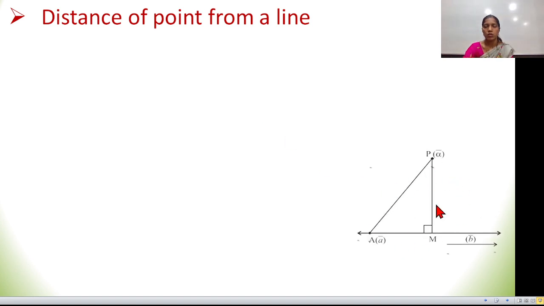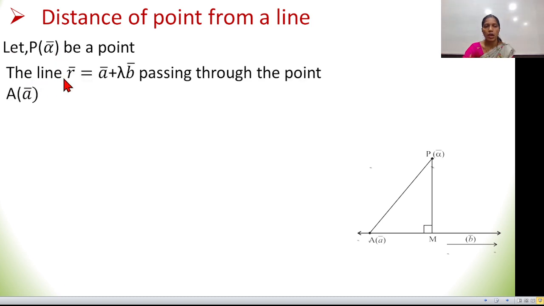In this figure, we are given the point P, and this is our line L. This line L is passing through the point A and parallel to the vector b bar. We know that the equation of that line is r bar equals a bar plus lambda b bar. Let P be a point having position vector alpha bar, and the line r bar equals a bar plus lambda b bar passes through the point A having position vector a bar.